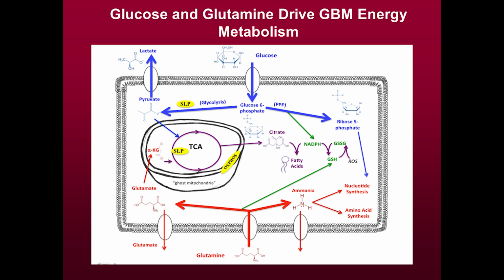At the same time, the glutamine is coming into these cells. It's split by glutaminase to glutamate and ammonia. The ammonia from the amide nitrogen is used as a precursor for nucleotide synthesis. So some of the glutamate is pumped back out into the microenvironment.